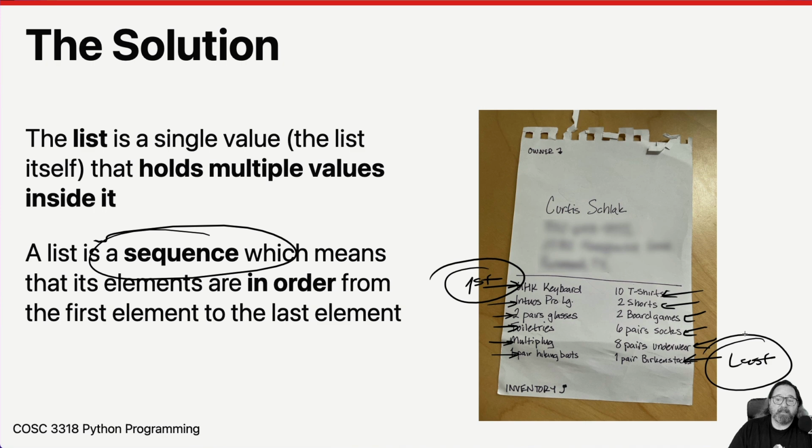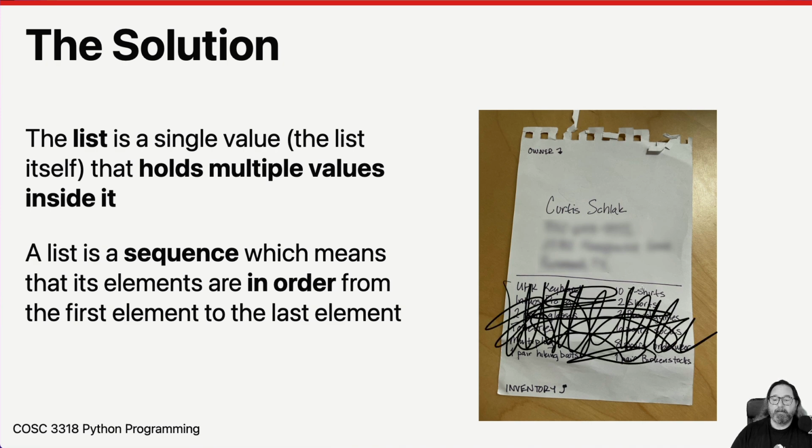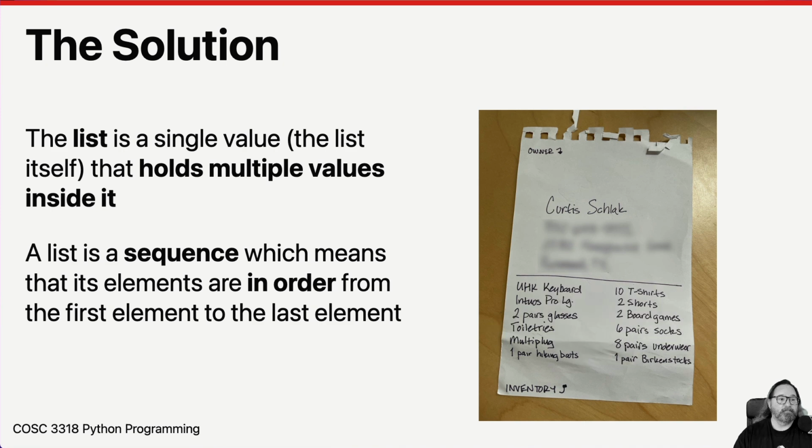You can have an empty list. Imagine my piece of paper here, but instead of having stuff on it, I just had my name, and I didn't put anything in my suitcase. Now the list is empty. What does that mean? It means it has no elements in it, but it's still a list. It's just waiting for elements. And I cannot stress it enough: items inside a list are called elements.